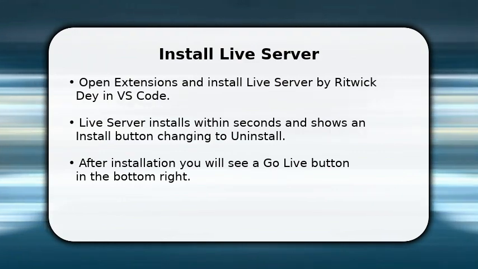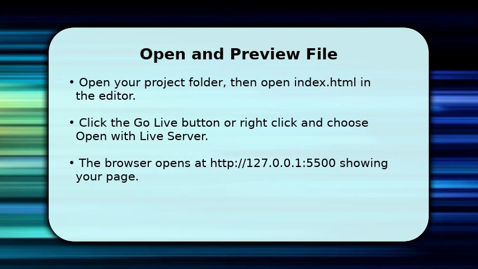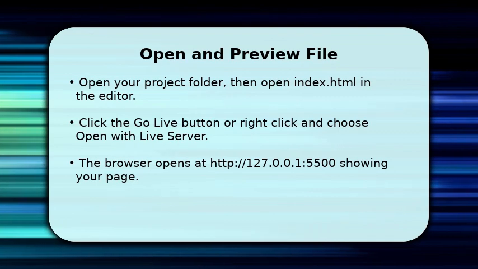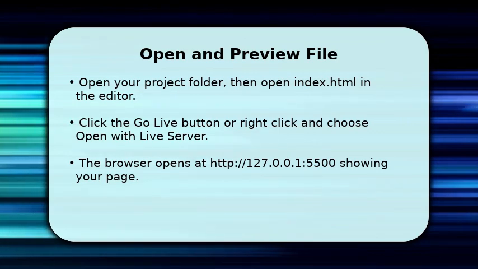Open your project folder in VS Code using File then Open Folder. Click the HTML file you want to preview, for example index.html, so it is active in the editor. Click the Go Live button in the lower right to launch the page in your default browser. Alternatively, right-click the open HTML file and choose Open with Live Server to do the same.